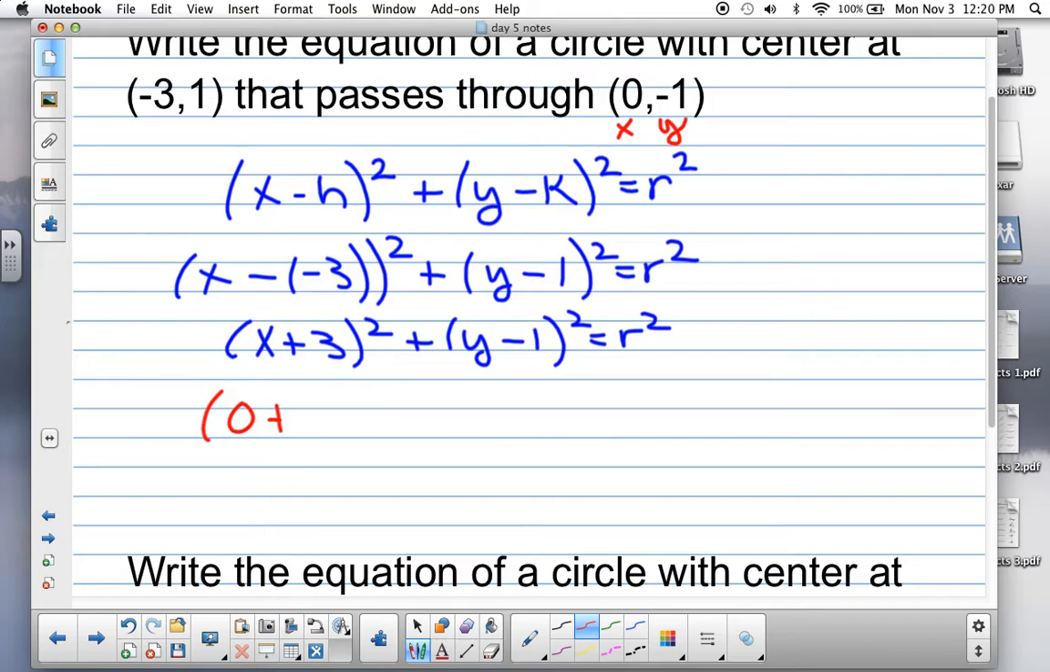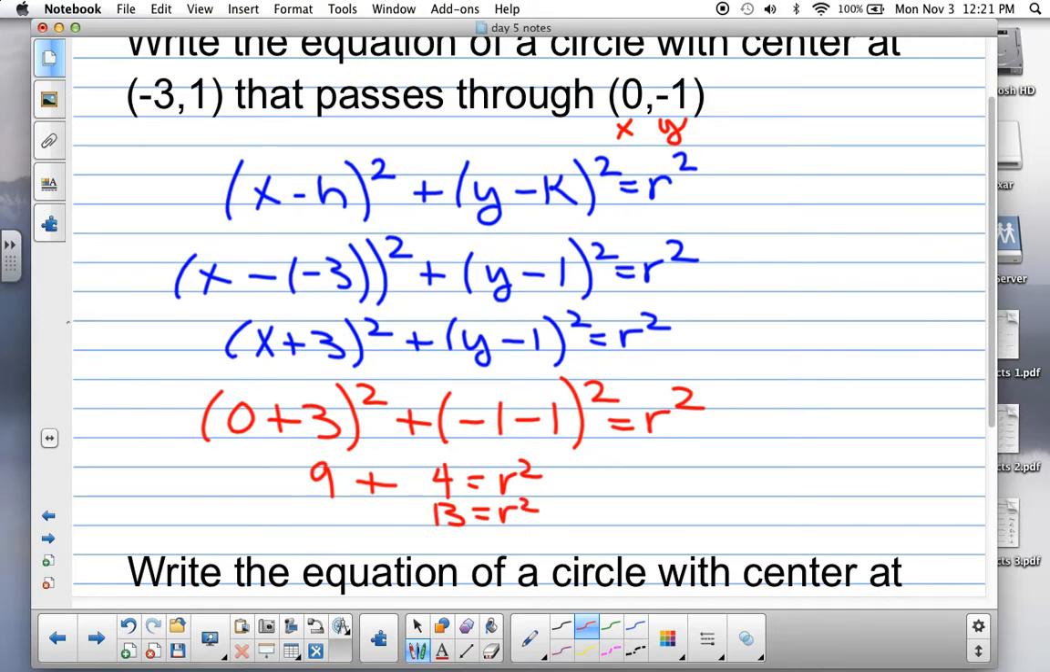So I'm going to get 0 plus 3 squared plus negative 1 minus 1 squared. This can go into the calculator in one jumbo step if you want, otherwise you have to do it by hand. 0 plus 3 is 3, 3 squared is 9. Negative 1 minus 1 more is negative 2, negative 2 squared is 4. My radius squared is going to be 13.